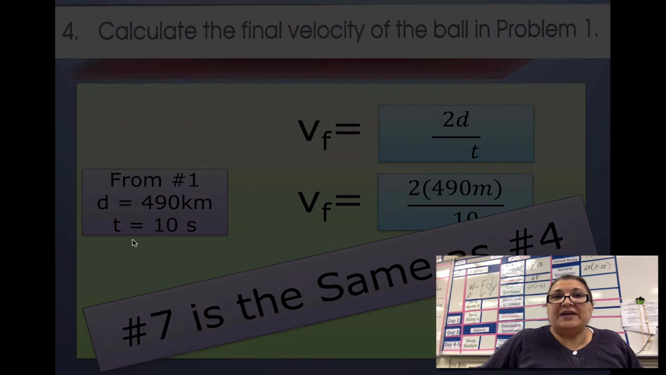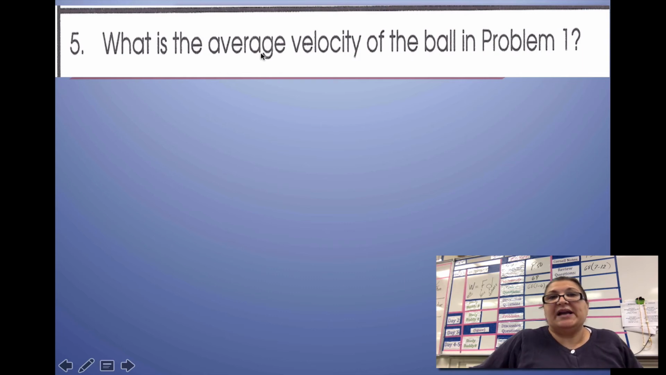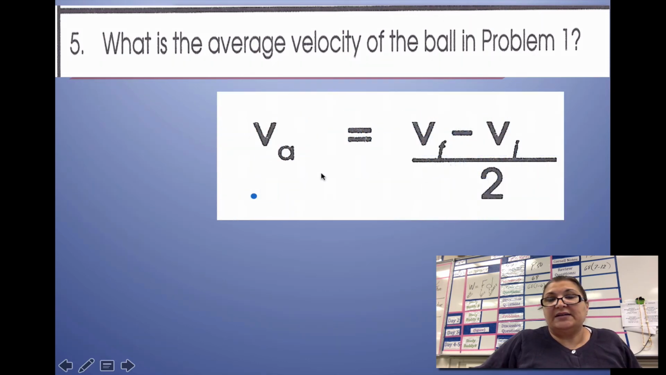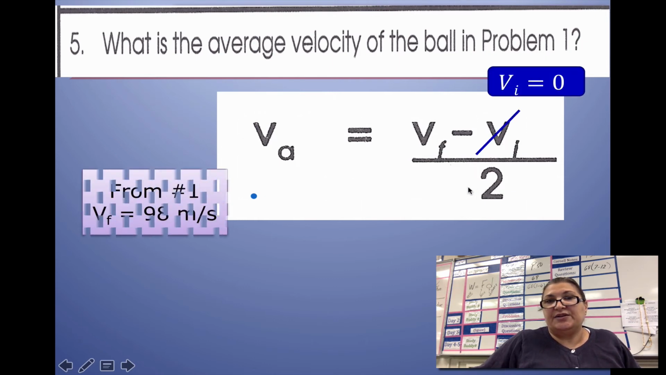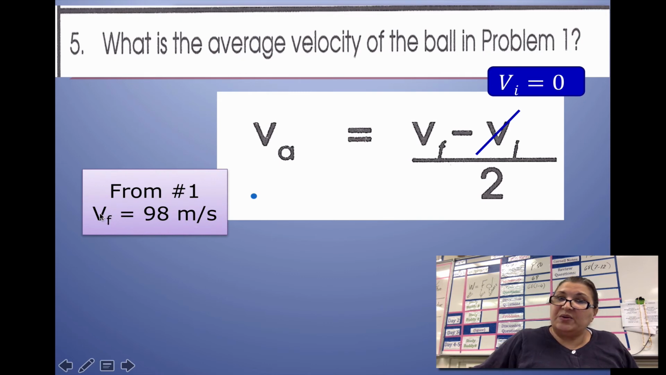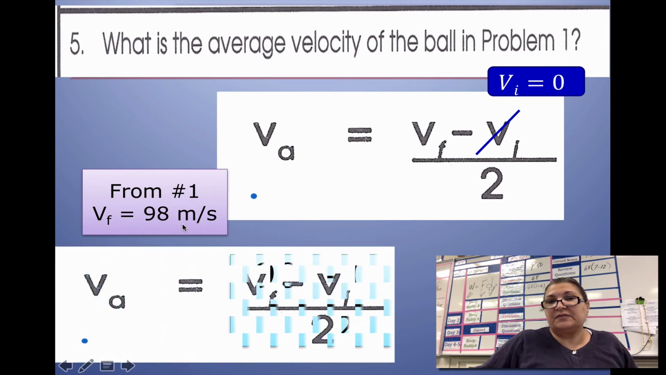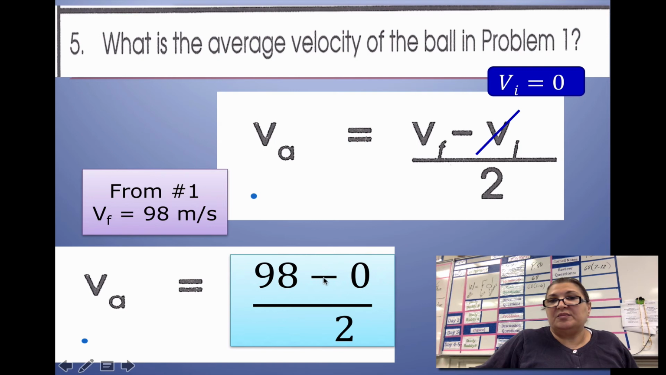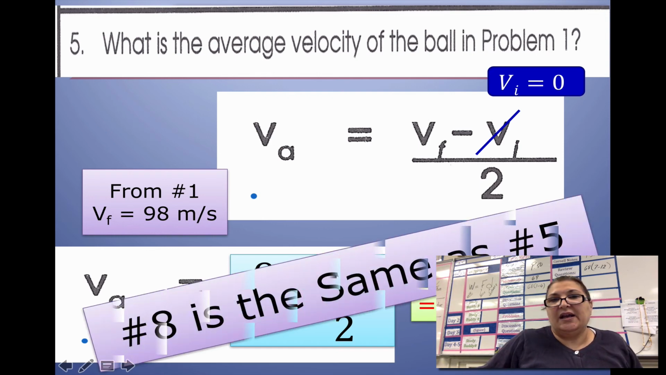And then the last one we have to do was number 5. What is the average velocity of a ball in number 1? Again, the average velocity equals final minus initial divided by 2. Initial was 0. So for number 1, the final velocity, we just figured it out, 98 meters per second. So 98 minus 0 over 2 equals 49 meters per second. And number 8 is exactly the same as number 5.